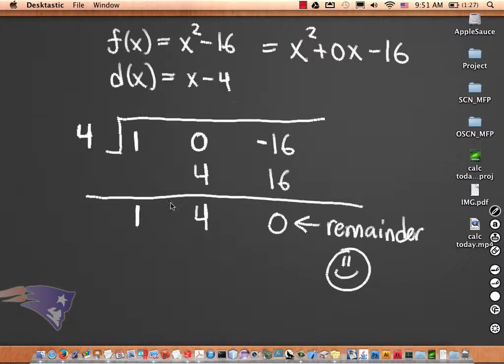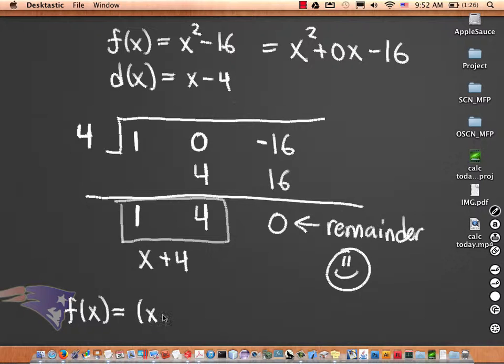Now, this right here has a special interpretation. 1 and 4 means x plus 4. So what we just did was we broke this up. f of x is now equal to x minus 4. That's the divisor. x plus 4. That's the quotient. And in this case, the remainder is 0, but I only wrote it there once. I'm never really going to write 0 if I have it, okay? So what we just did was, in essence, we factored the function by using synthetic division.